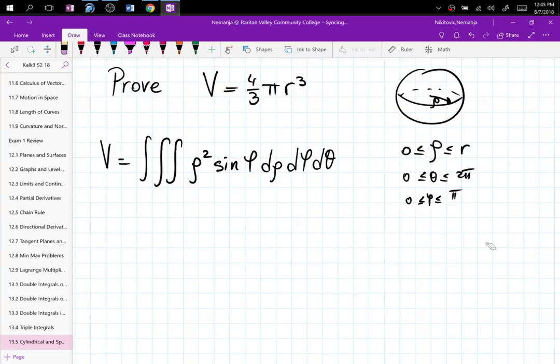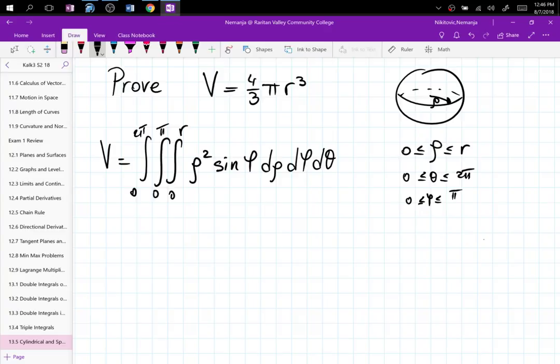I'll let you figure it out. The limits: theta 0 to 2 pi, phi 0 to pi, rho 0 to r. So, you know, for honors, I ask you to prove the volume of the sphere using r. For the regular Calc 3, I say calculate the volume of the sphere of radius 5. So you don't get to put r, you get to put 5 inside. So there you go. That's the difference.